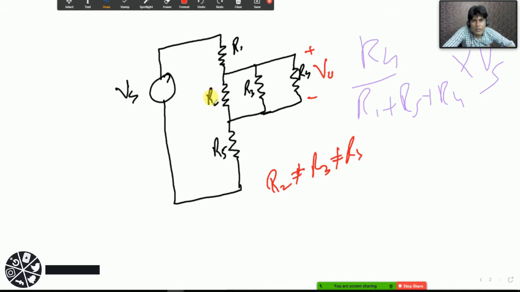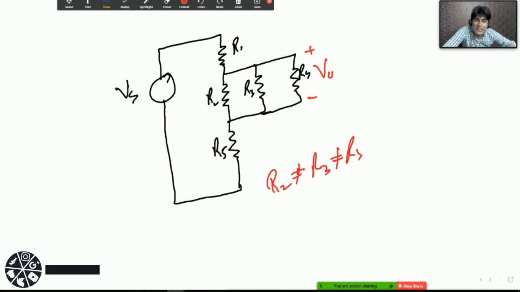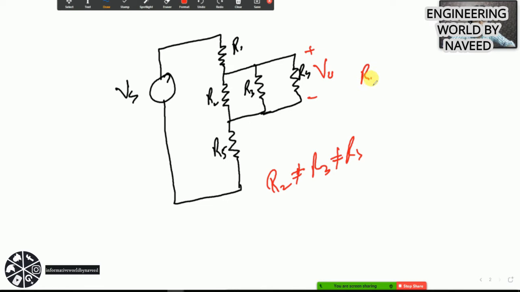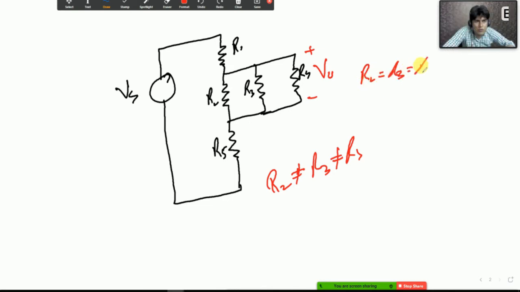No, if, yeah, by Kirchhoff's second law, that will be the same. Okay, current will be the same if your resistors are the same. If R2 is equal to R3 is equal to R4, then current will remain the same and your potential will remain the same. Okay. Now in this case, what will we do? Current will be different.